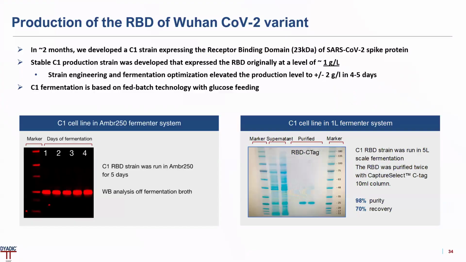We worked in this particular case on the C1 or the SARS-CoV-2 RBD. As we mentioned, in approximately 2 months, we developed a C1 strain expressing the RBD. We also, as I mentioned, have expressed a full spike protein as well. It was stable. We got it purified. It was at about 1 gram per liter when we started. We've actually made it at upwards of 2 grams per liter in 4 to 5 days with little engineering and not a lot of optimization. And you can see the purity on the left through the C tag on the right.